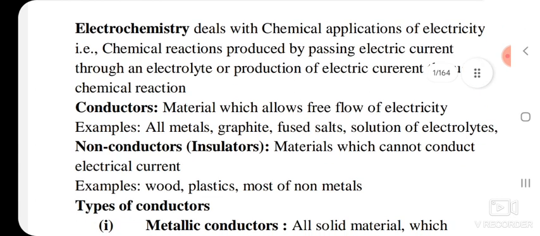Conductors: material which allows free flow of electricity. Examples: all metals, graphite, fused salts, solution of electrolytes. Non-conductors, insulators: materials which cannot conduct electrical current. Examples: wood, plastics, most of non-metals.